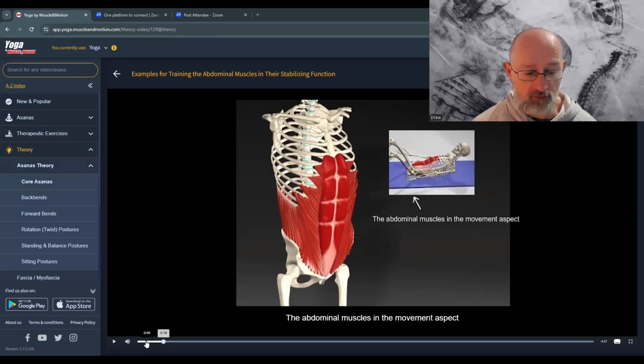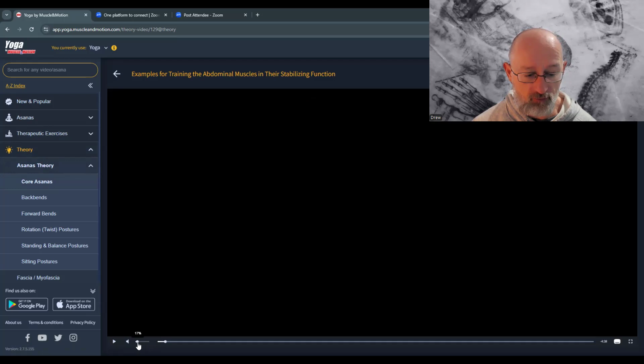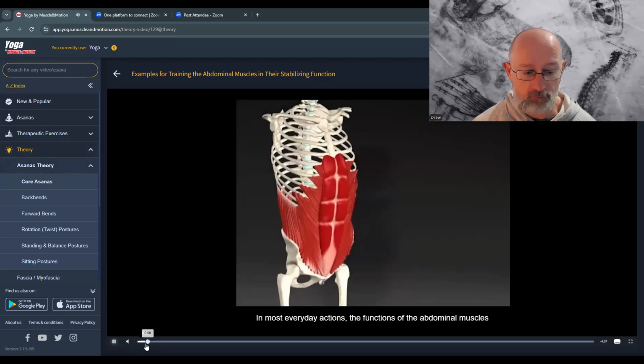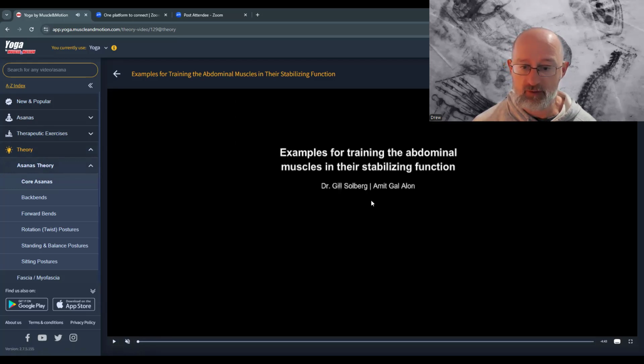And of course, I always like to acknowledge the original content creators here. So we have Dr. Gil Solberg and Amit Gal Alon. Hopefully I'm pronouncing those guys' names right. They do a lot of the work in this app, so definitely credit to those guys. You're going to get my interpretation of what they're talking about. All right, so let's get into it.